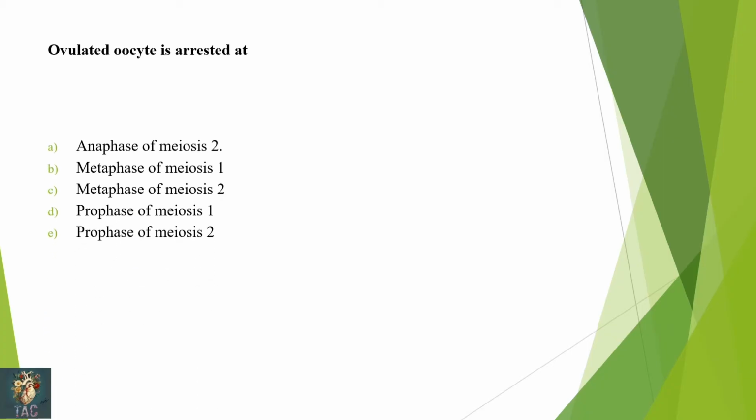Next MCQ is: the ovulated oocyte is arrested at anaphase of meiosis 2, metaphase of meiosis 1, metaphase of meiosis 2, prophase of meiosis 1, or prophase of meiosis 2. So always remember, the ovulated oocyte is always arrested at metaphase of meiosis 2. It completes its first meiotic division at the time of ovulation, and then its second meiotic division is arrested at metaphase.